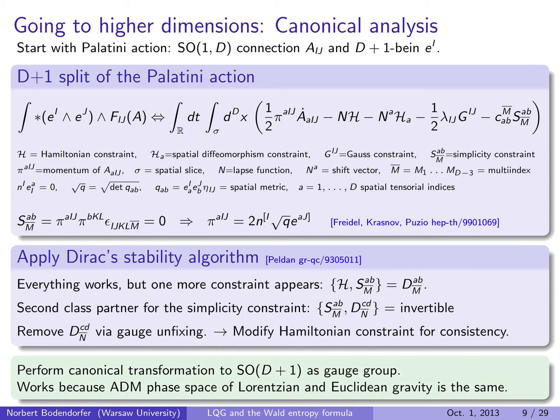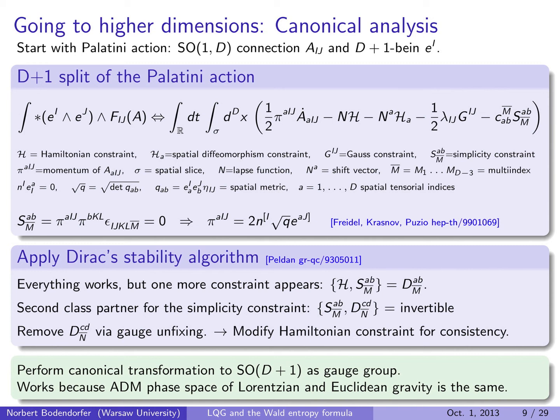going to higher dimensions: canonical analysis. So in order to get a bit more feeling for those variables, let me tell you how you can derive them using a canonical analysis. So you start with the Palatini action in d+1 dimensions. This is the action written at the left-hand part of the first box. So it's an action in terms of a connection A and its curvature F and the d+1 bein E^I. So it's a space-time field bein.